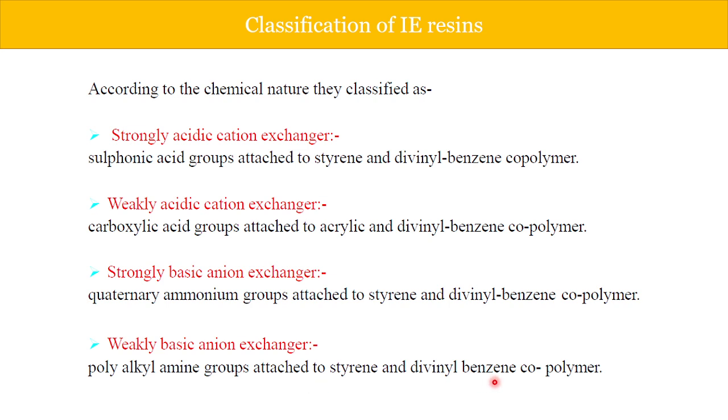So basically it can be either the styrene or acrylic and divinyl benzene copolymer, or the styrene and divinyl benzene copolymer. So these can be the two, and then you vary these different groups to make it a strongly acidic cation exchanger, or a weakly acidic cation exchanger, or a strongly basic or a weakly basic anion exchanger.